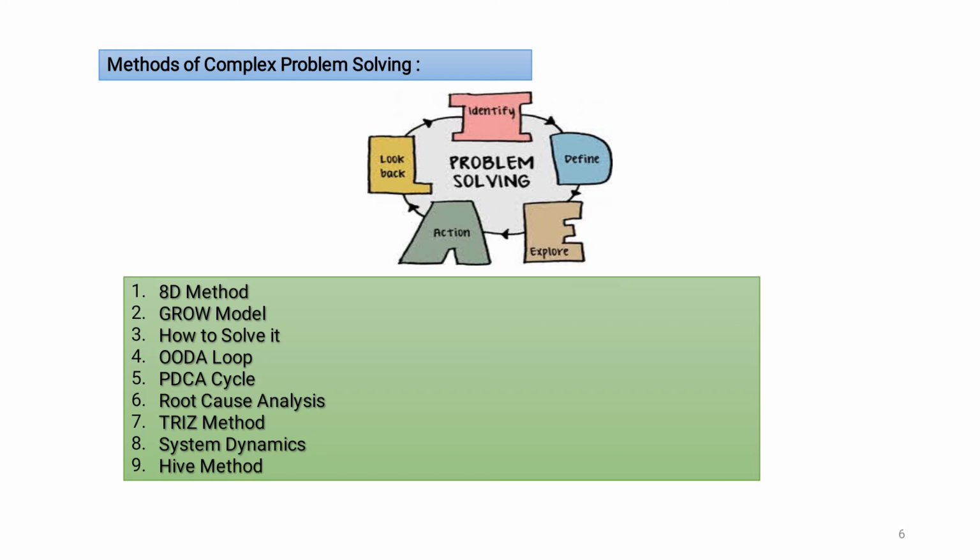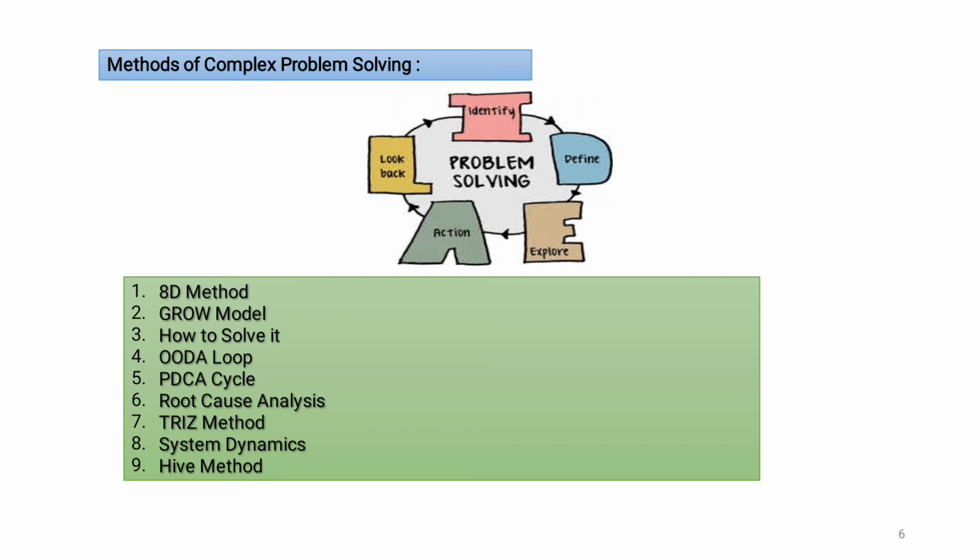Next we have the GROW model. The GROW model describes 4 steps to solve a problem. G stands for goal, that is where the client wants to be. R stands for reality, that is where the client is now. O stands for obstacles in solving the problem and the options available. W stands for way forward.